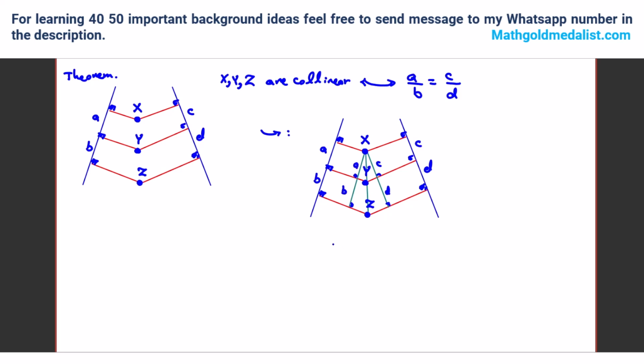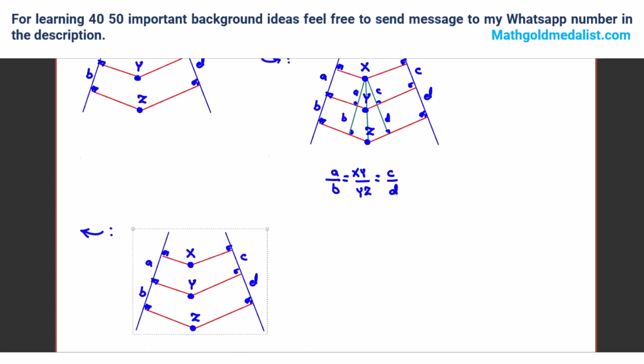A, B. And A over B is what over what? A over B is xy over yz. Which is equal to? C over D. Exactly. For right to left, this structure is so useful. For right to left, you consider contradiction, right?